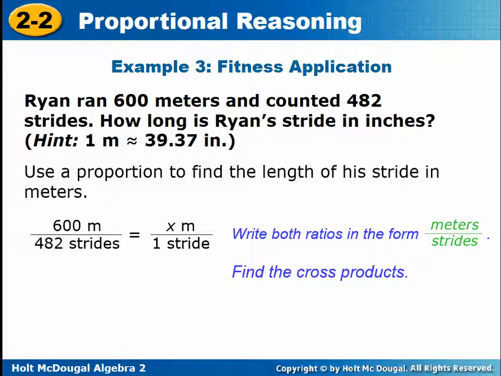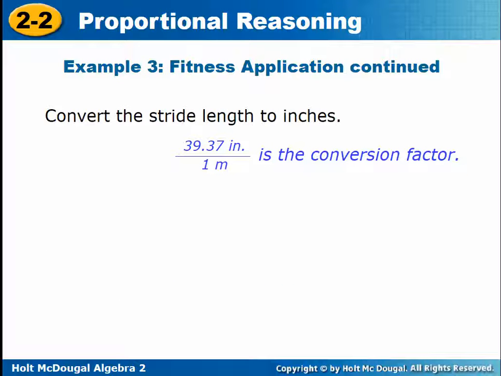So you would set up the ratio as meters per stride. 600 meters over 482 strides is equal to, I don't know how many meters over 1 stride, because that's what they're asking us. We'd use the cross product to find that 1.24 meters is one of Ryan's strides. And then they ask us to change that to inches. So if we write 39.37 inches over 1 meter, that's the conversion that was given in your problem, is the hint.